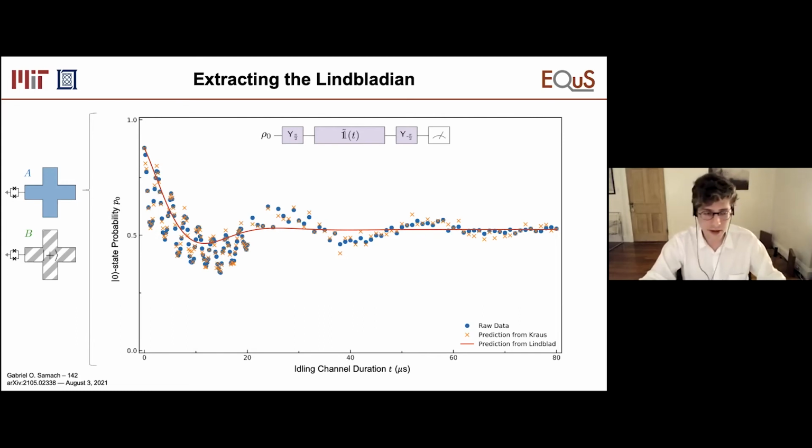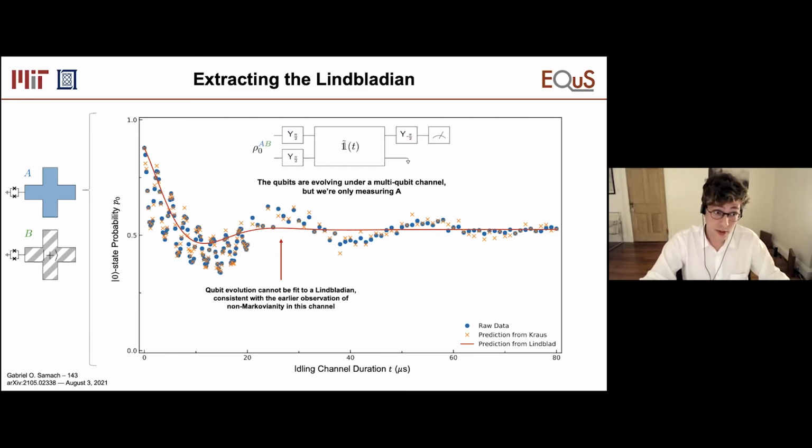And this isn't a failure of our analysis routine or a failure of our optimizer. There's real physics happening here. Again, we know that our qubits are not evolving according to single qubit channels. It's a 2-qubit channel that captures interaction with its neighbor. And the fact that we're unable to find a single qubit Lindbladian which fits the data is consistent with our earlier observation of non-Markovianity in this channel, because we know that non-Markovian channels simply cannot be described by jump operators and decay rates.